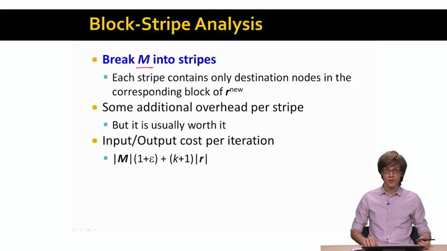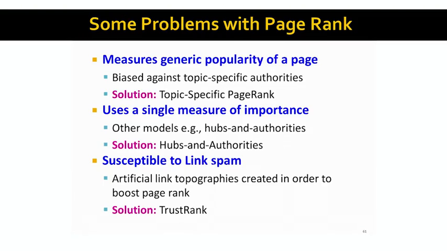And now if we think about what is the input-output cost per iteration, we basically see that we need to read the matrix M once, plus there is some epsilon additional cost, and then we need to, as before, read the vector R k times and write it once, so that's why we get k plus 1 times size of R. So let me summarize what we know so far and what we have done.